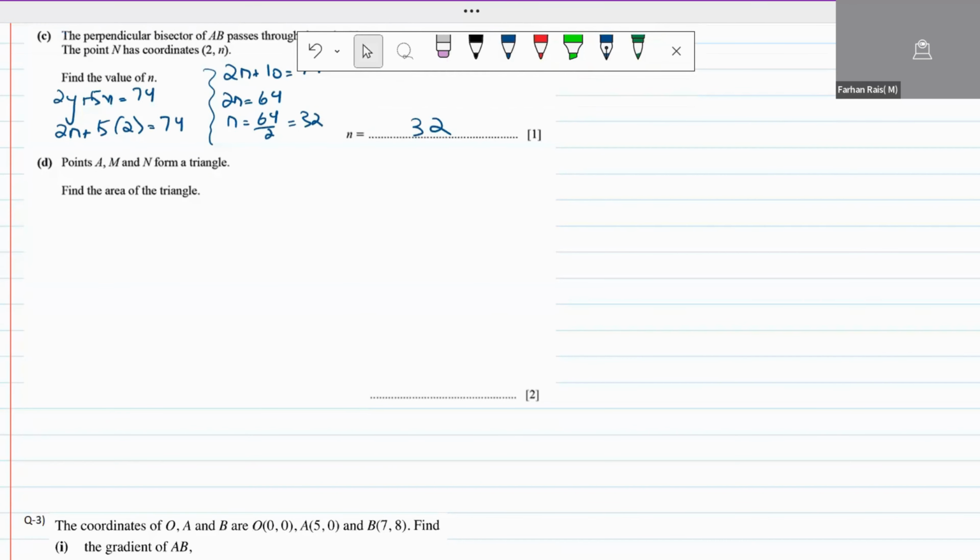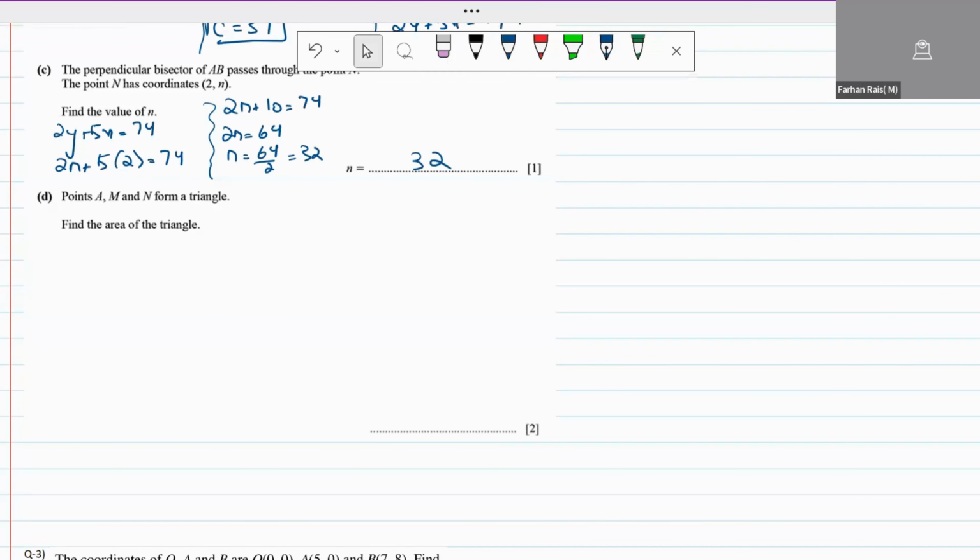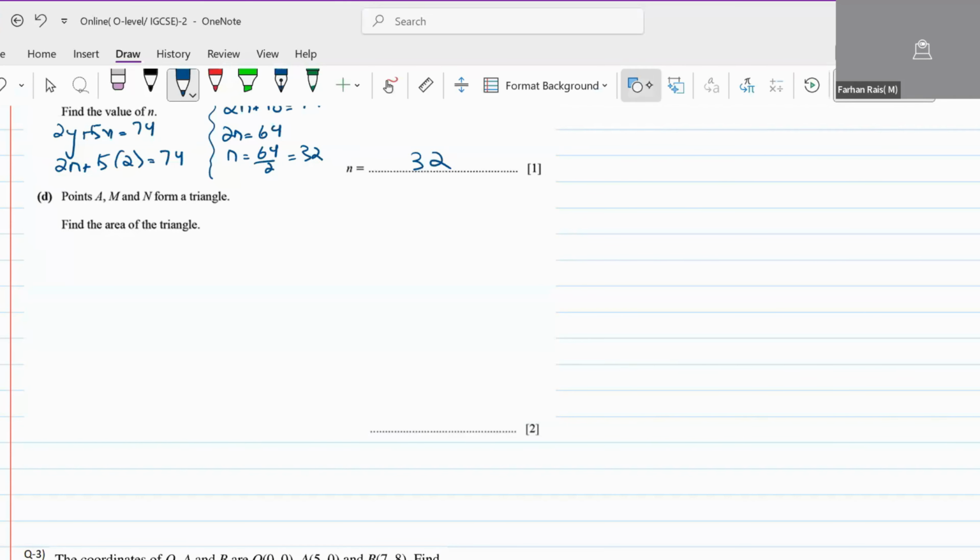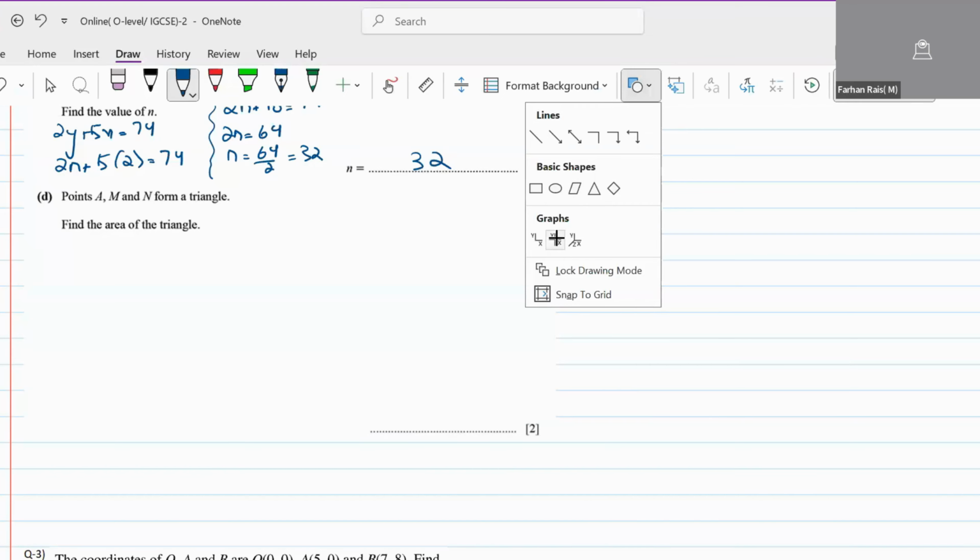Moving onwards, we have to find the area of the triangle here. Now, area of a triangle in coordinate geometry, always remember, whenever you have to find the area of a triangle, there are two possibilities. And the two possibilities are about the base side. Either the base side is parallel to the y-axis, or it is parallel to the x-axis. If I have to show you by drawing a rough sketch.